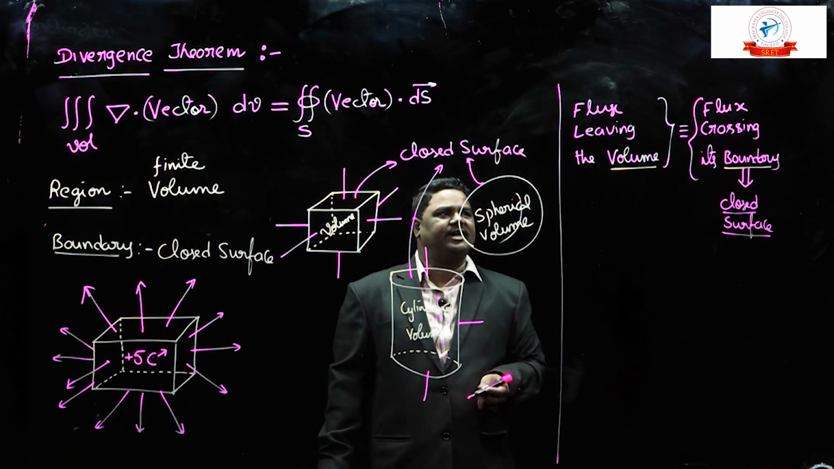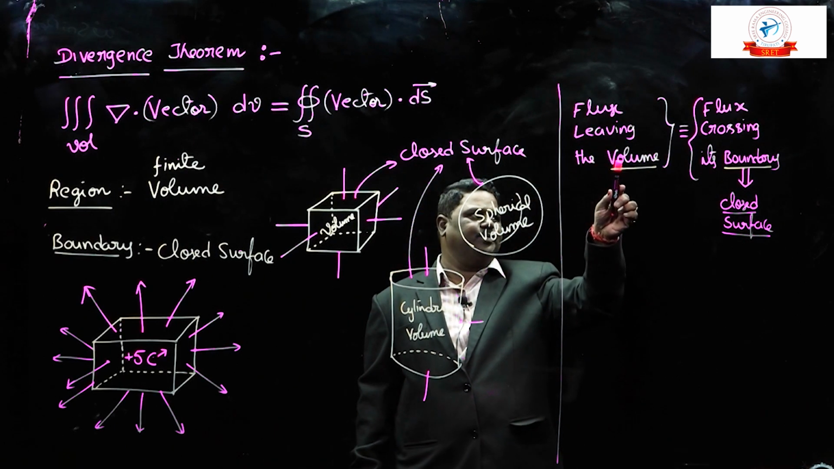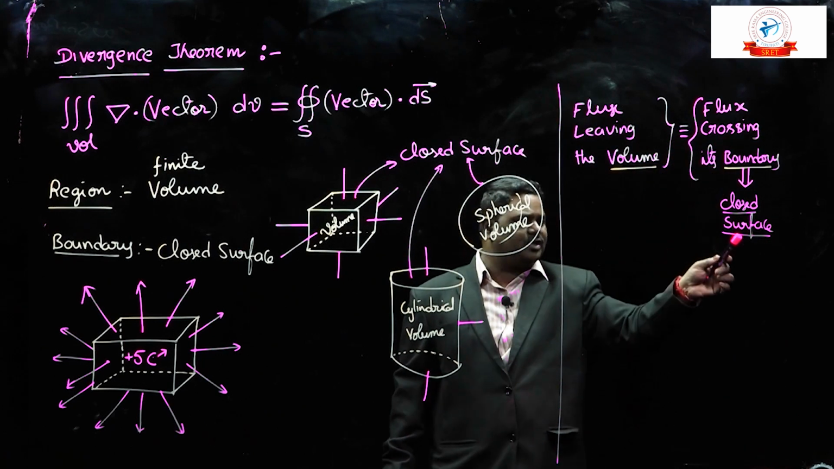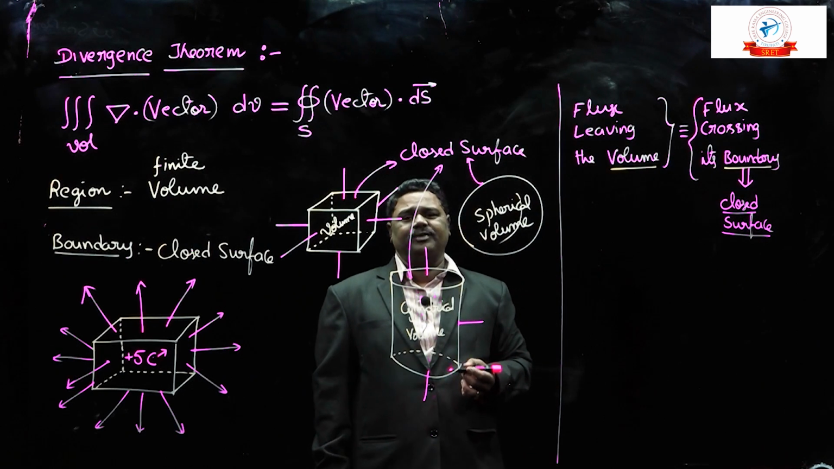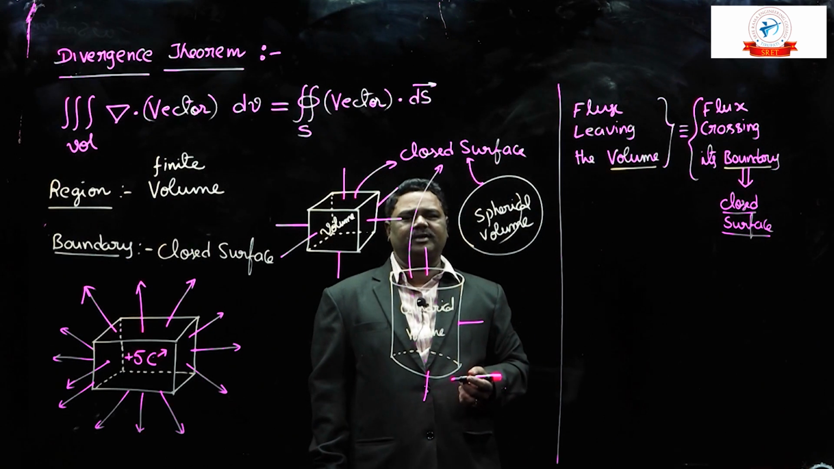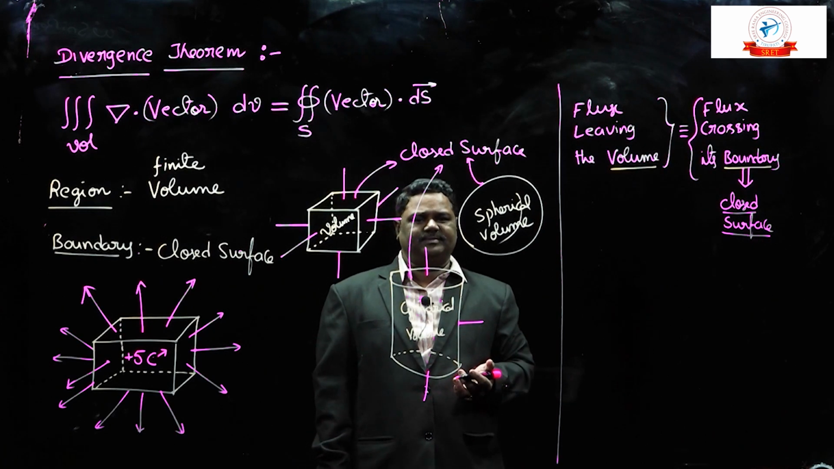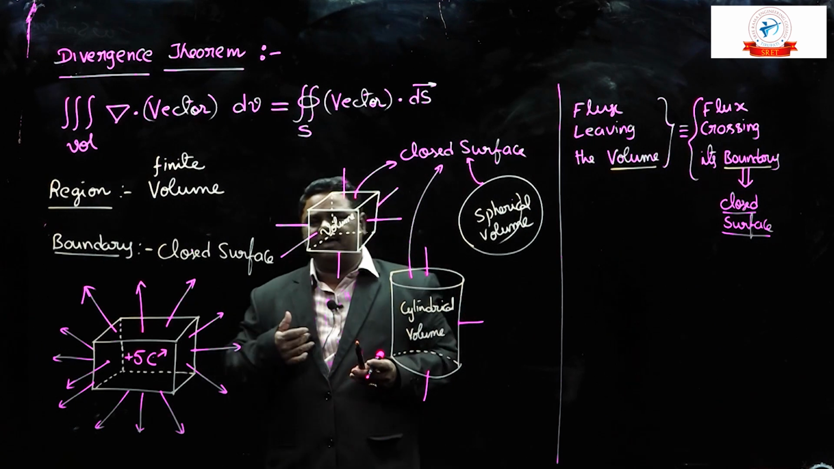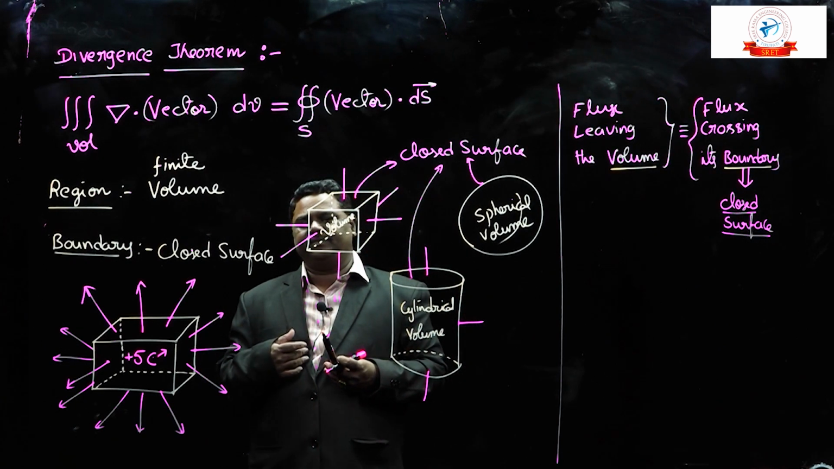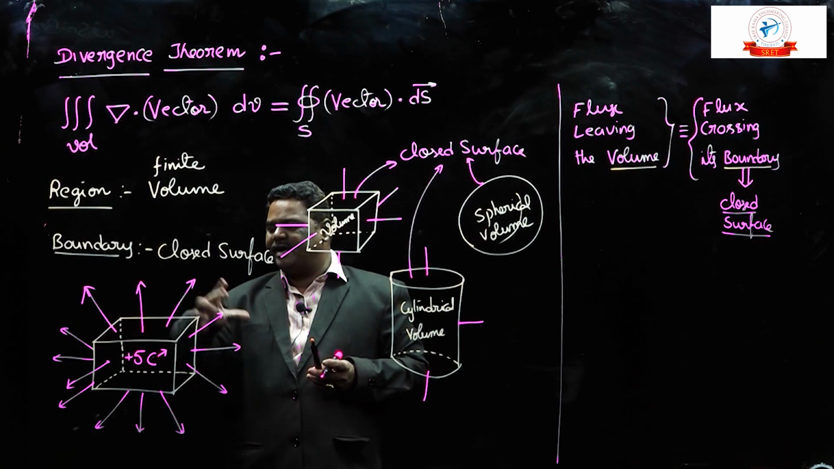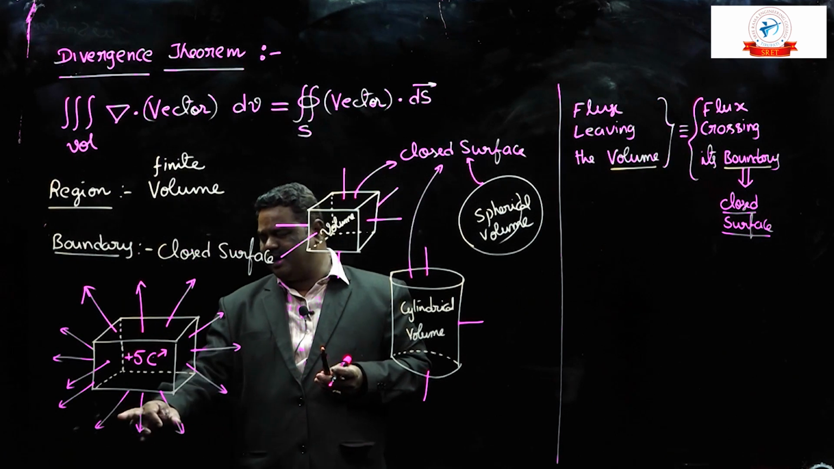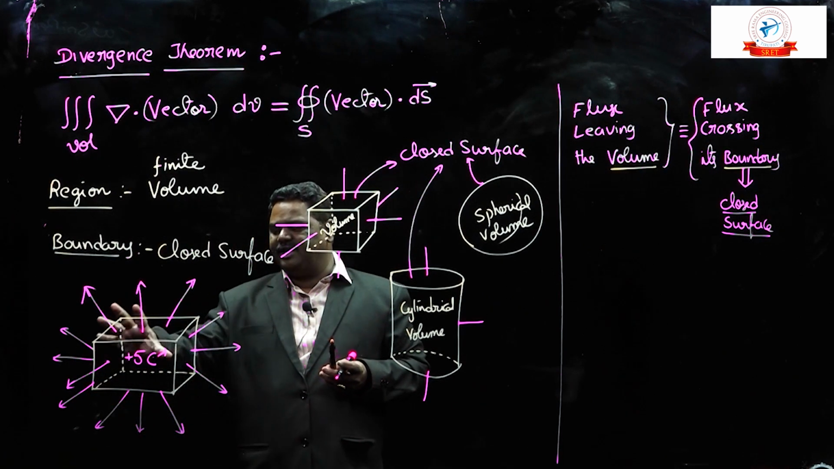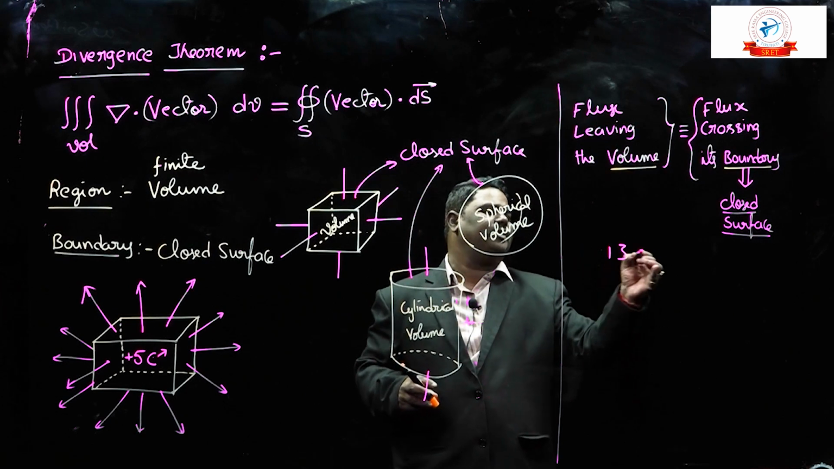So now once again we can read here, the flux leaving any volume is equal to the flux crossing its closed surface. So with the help of the divergence theorem, we have two methods to find the same quantity. For example, in this diagram, I want to find how much flux is leaving this volume. From the diagram I can count: 1, 2, 3, 4, 5, 6, 7, 8, 9, 10, 11, 12, 13. So 13 flux lines are leaving the volume.